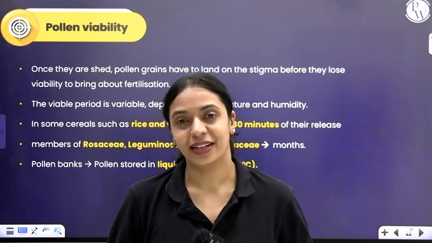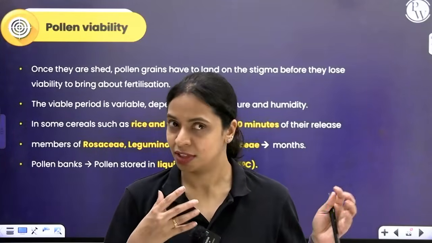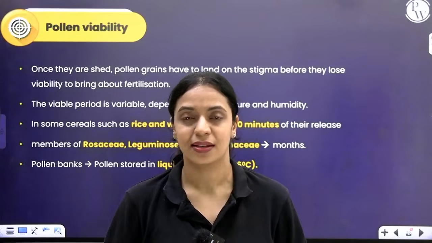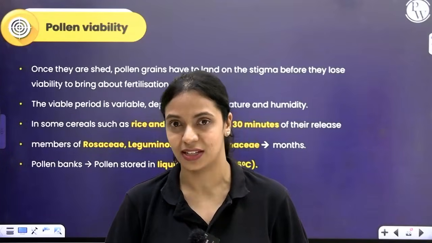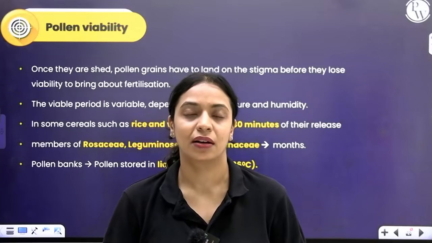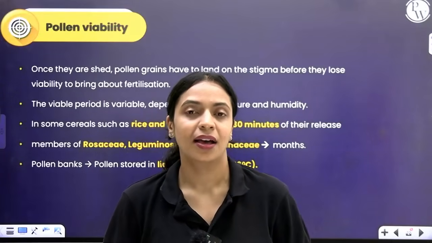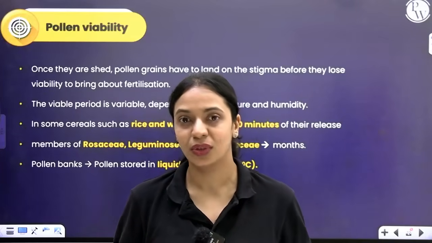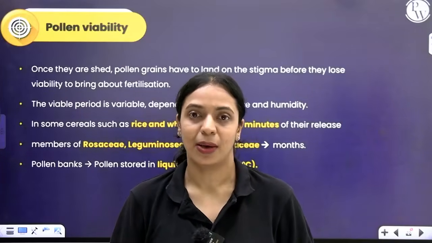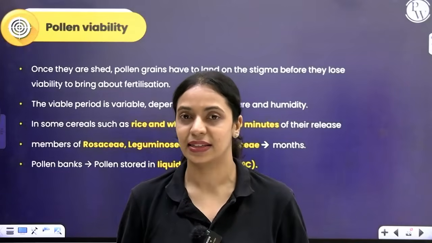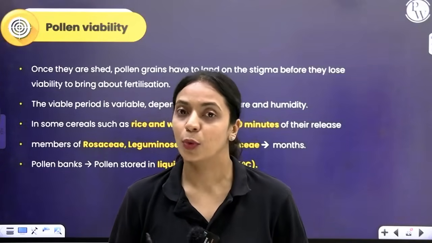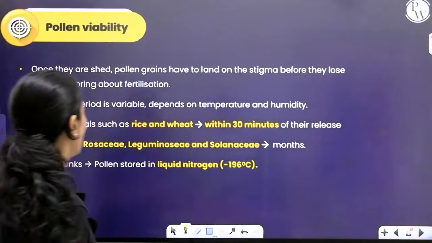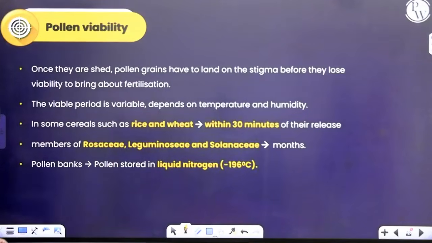Pollen grains do not retain viability forever. So, across species, across different families, for how long a pollen grain can be viable varies, okay? In some species or in some families like wheat and other grasses, you can see that the pollen loses its viability at around 30 minutes. But in some families like Solanaceae and Rosaceae, you can see that for a few months, the pollen viability will be retained. Okay. So once the pollen grains are released or shed, they have to land on the stigma before they lose their viability to bring about fertilization.